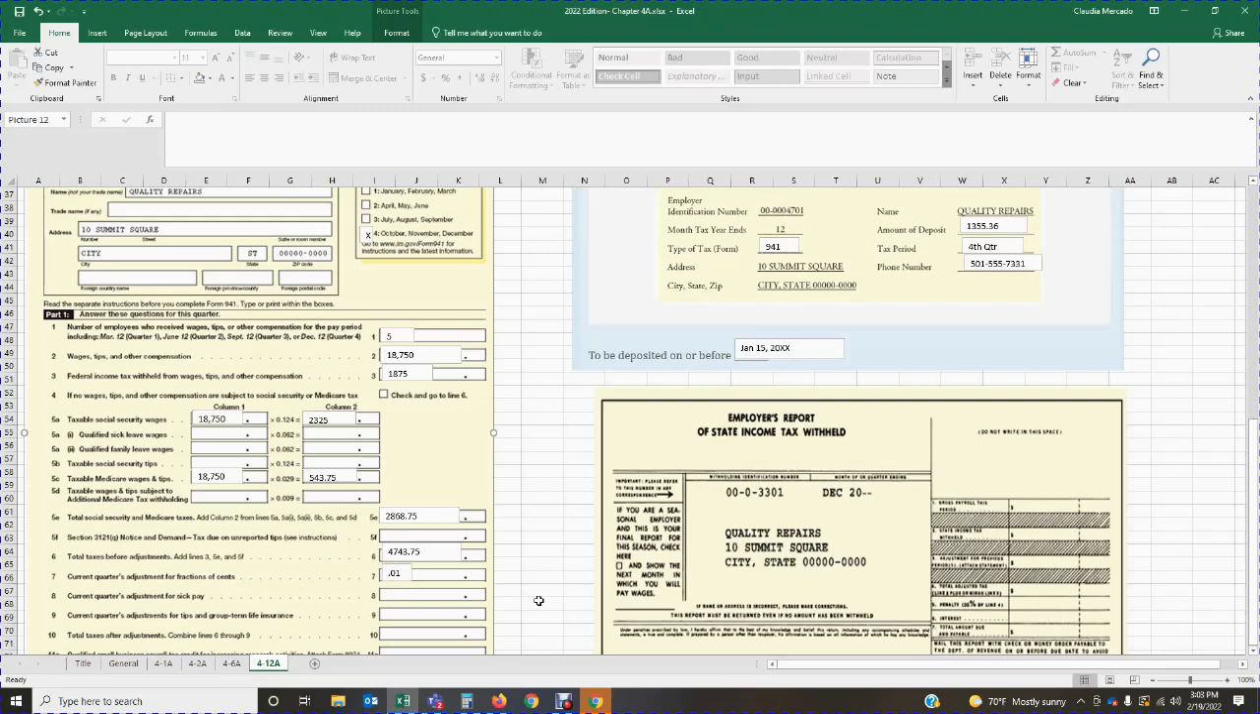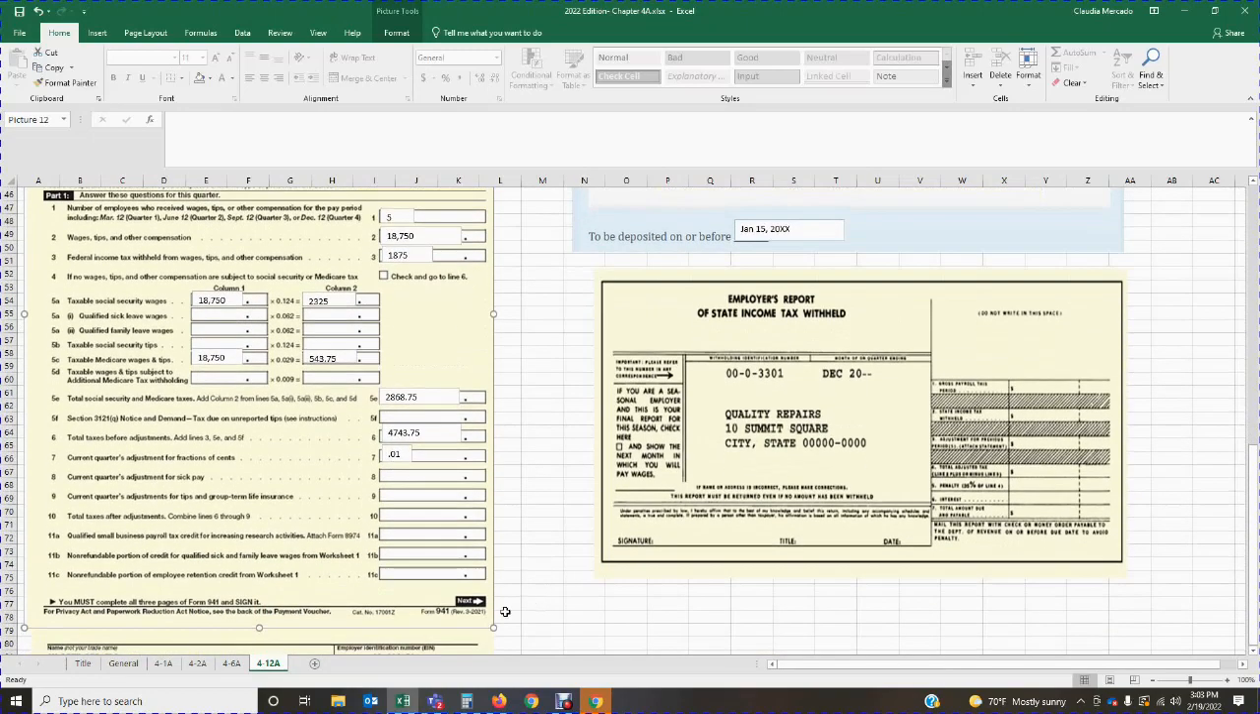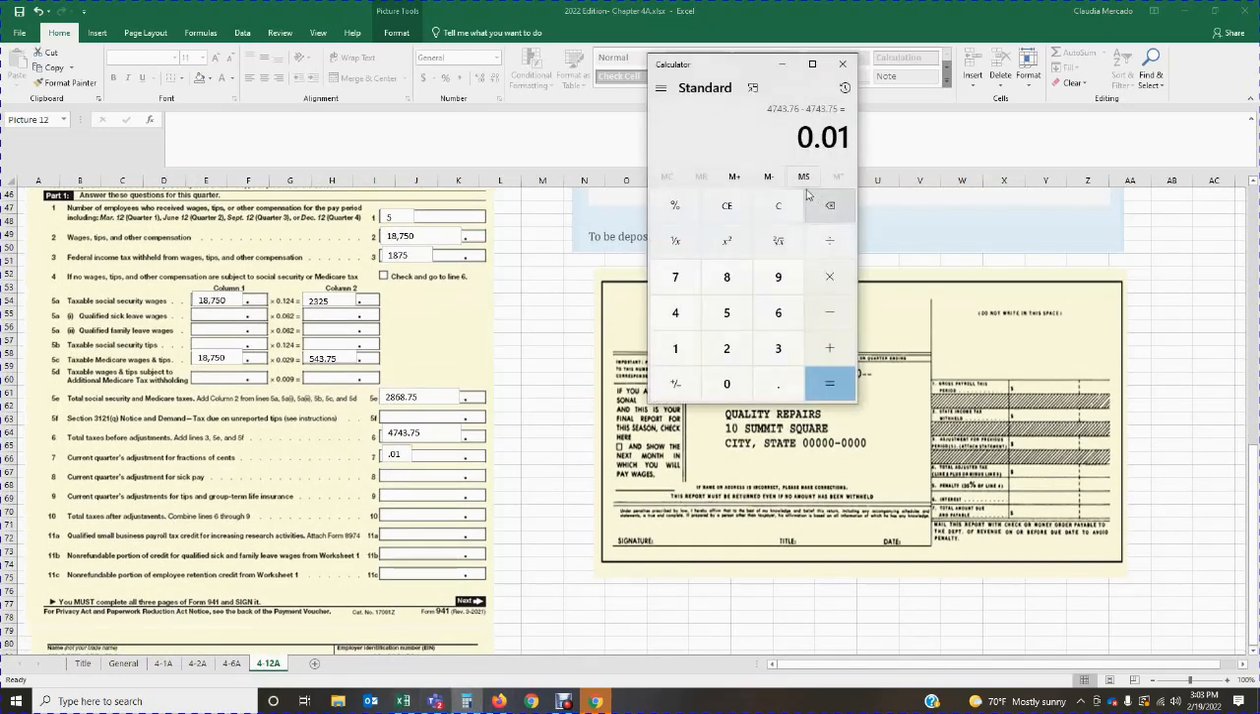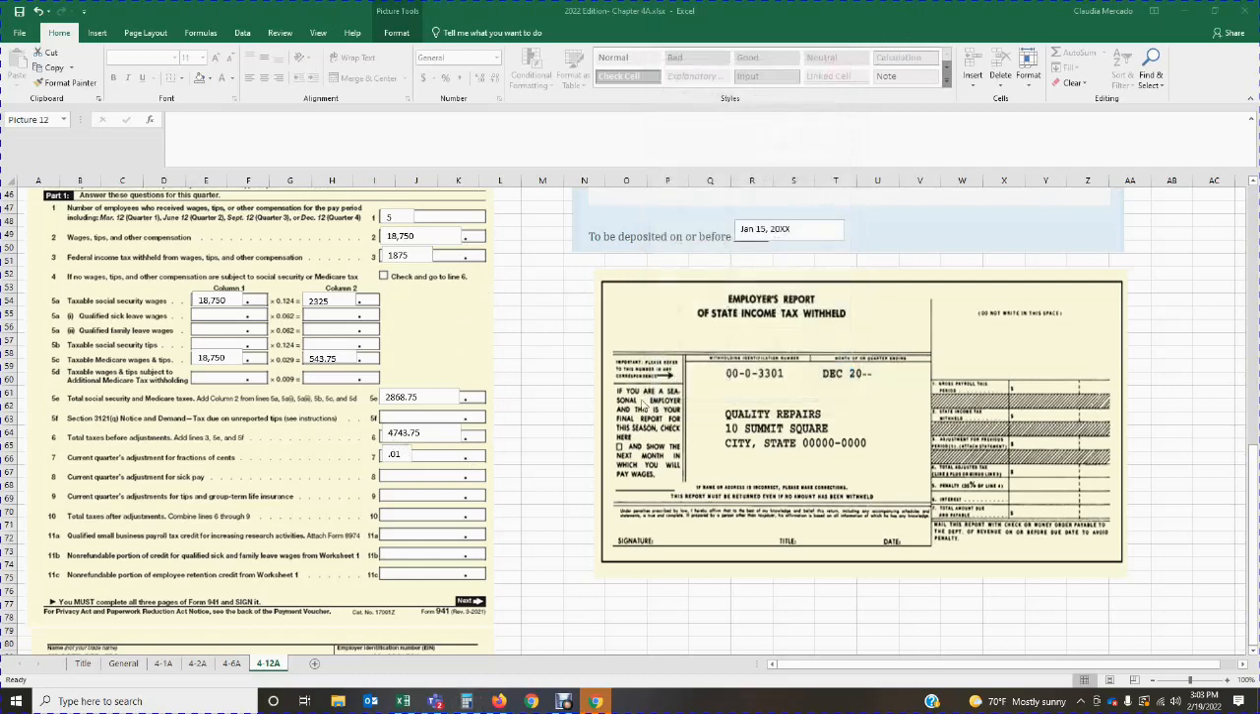Line number 8 and line number 9 do not apply to this problem. Line number 10, total taxes after adjustments. We're going to combine lines 6 through 9. On line number 6, I've got 4743.75. I'm going to add line 7, which is 1 cent. That's going to give me 4743.76. That is going to go on line number 10.